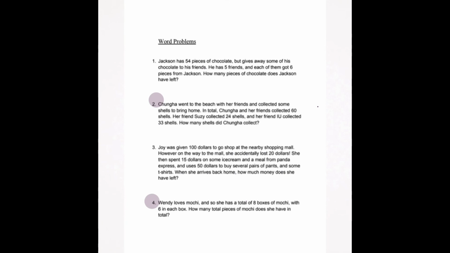So in this situation, we're supposed to find how much Chaka found. So what we could do is add how many Susie and IU found. So Susie found 24 shells, and IU found 33 shells. So we add it up, and it goes 57, and the total of seashells they found was 60. So you have to do 60 minus 57, and if you subtract that, it equals 3. So Chaka found 3 shells.